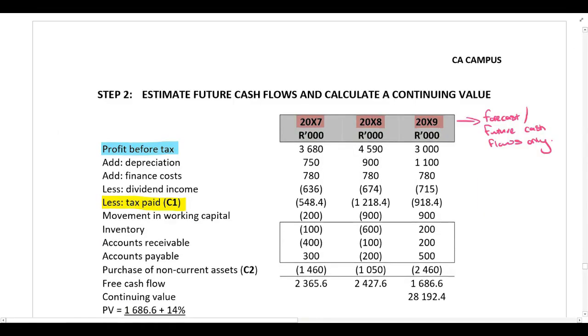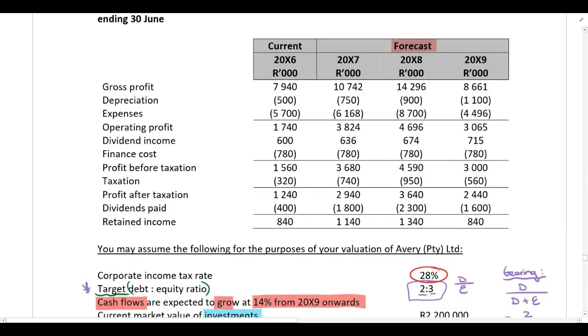So if you look at our calculation, I'm adding back depreciation because I need to eliminate any non-cash items. I add back my finance costs because I'm going to value debt separately. And I deduct my dividend income because I'm going to value my investments separately. It's a non-operating asset. So where do all of these numbers come from? Go back to the statement of profit and loss and other comprehensive income. Here's my profit before tax. There's the depreciation that we are adding back each year. There's the finance cost that we add back each year. And there's my dividend income, which I deducted so that I can exclude it from my profit before tax.